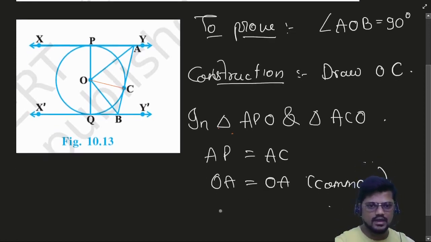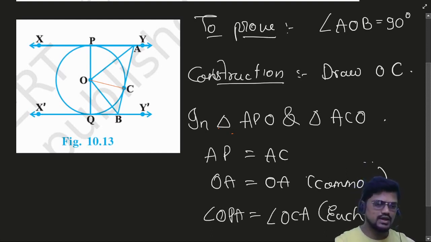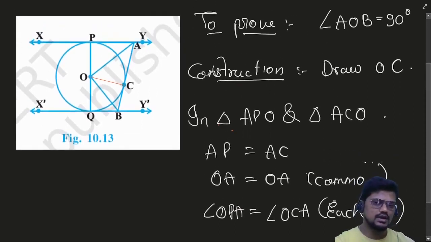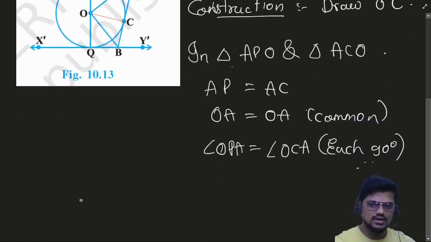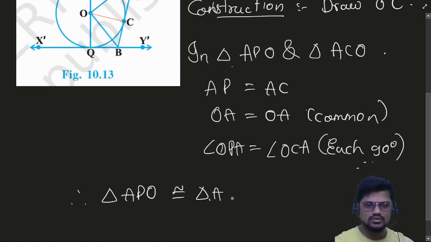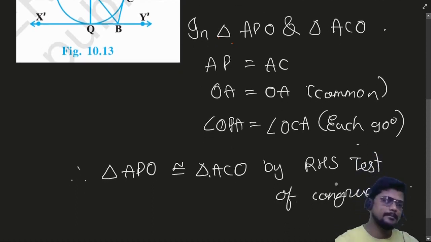After that, angle OPA is equal to angle OCA. Yes or no? Why? Each is 90 degrees. So what can I say? If one angle and two sides are equal and one of the angles is 90 degrees, then the two triangles are congruent by the RHS test of congruency. Therefore, triangle APO is congruent to triangle ACO by the RHS test of congruency.